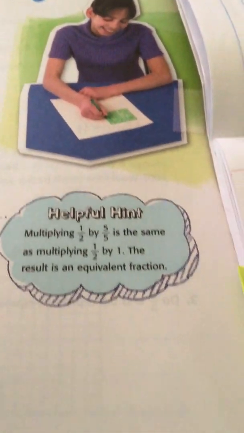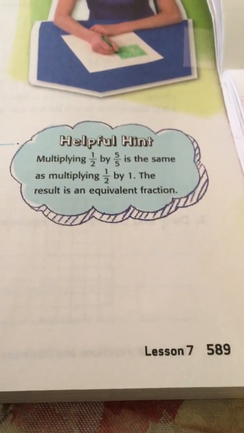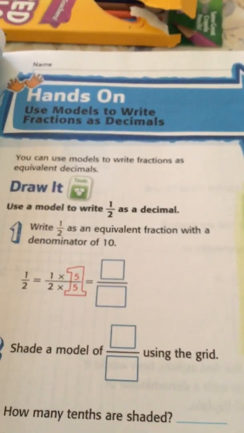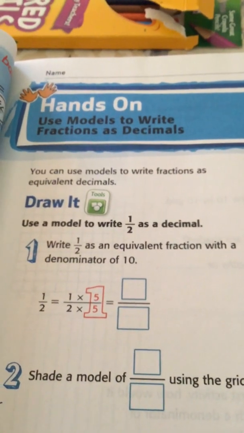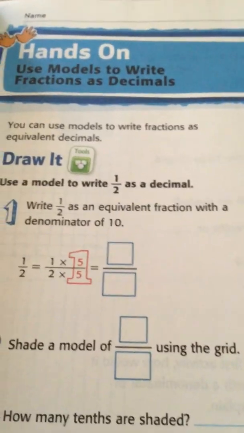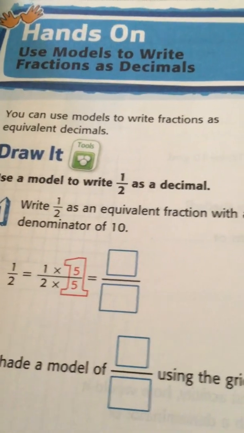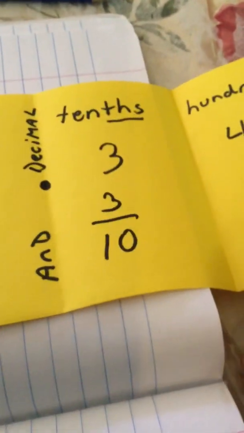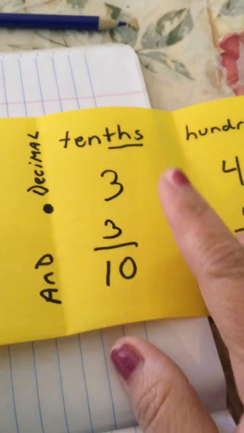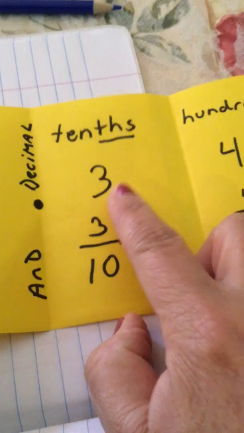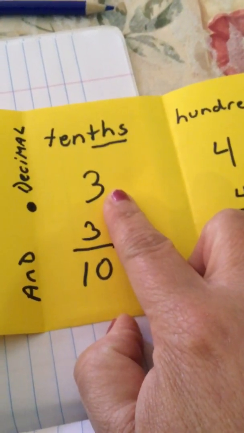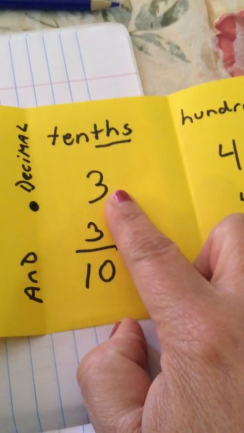We are moving on to page 589, and I'm looking at how to write fractions as decimals using models. I went back to the journal portion in regards to this foldable that we made. When we were first learning about decimals, we found out that the first number behind the decimal is known as tenths. If you could say the decimal correctly, you could write it as a fraction.